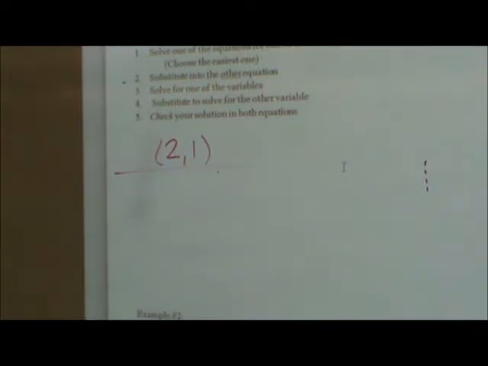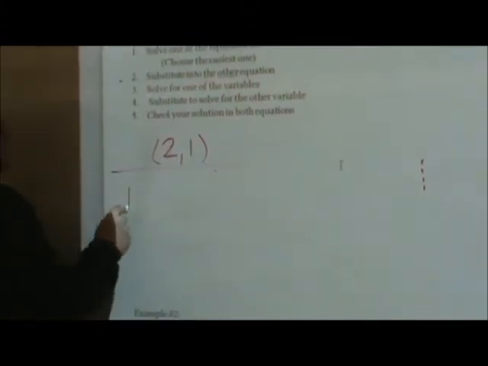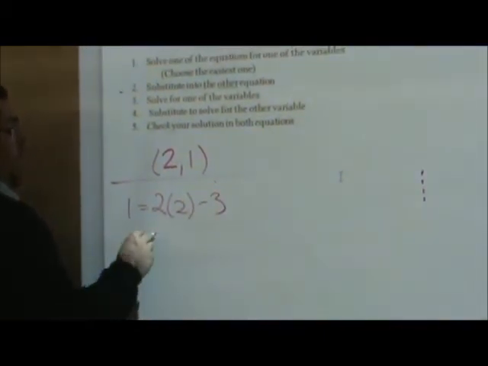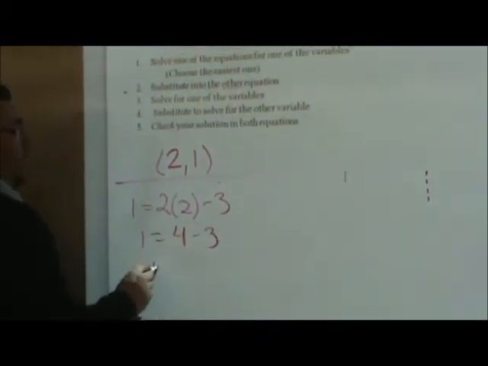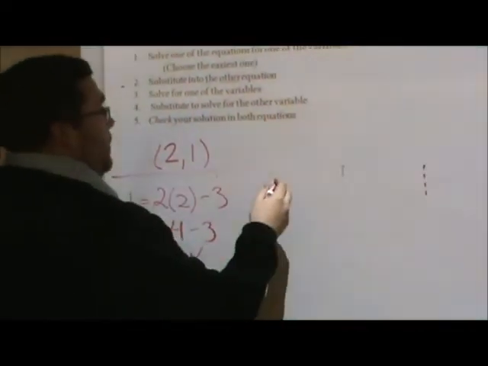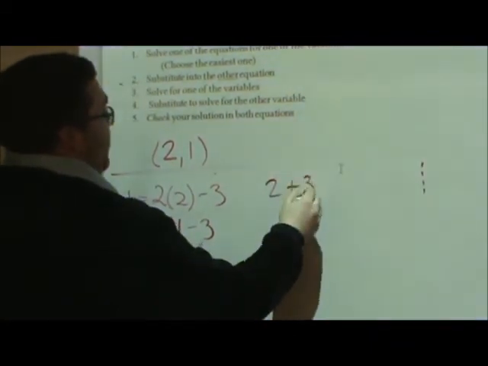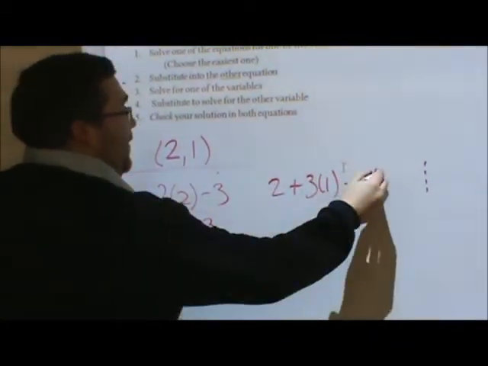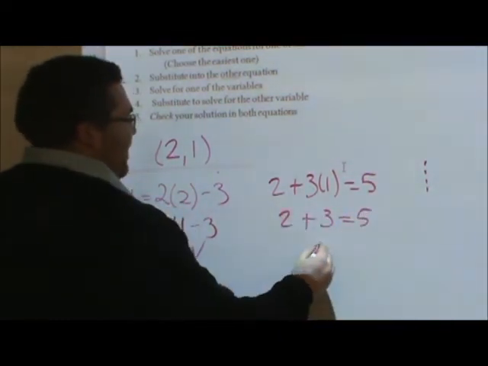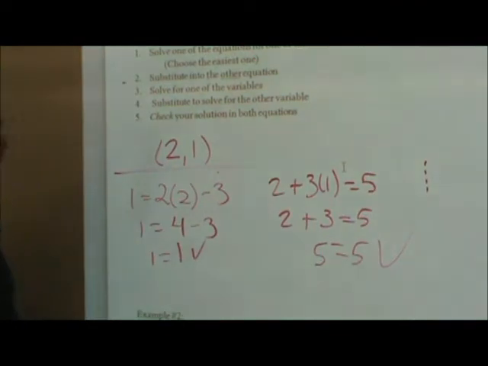Alright, and now what we've got to do is finish up this last part by doing our old check. Checking both equations. So we start off, 1 equals 2 times 2 minus 3. 1 equals 4 minus 3. 1 does equal 1. Check our other equation, make sure it works in both. 2 plus 3 times 1 equals 5. 2 plus 3 equals 5. 5 equals 5. Checks out as well, and you have successfully completed your first substitution problem.